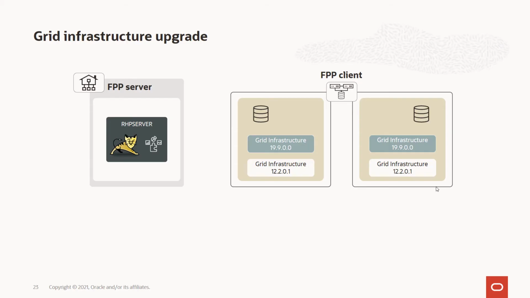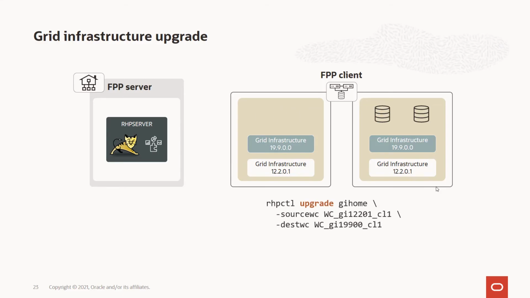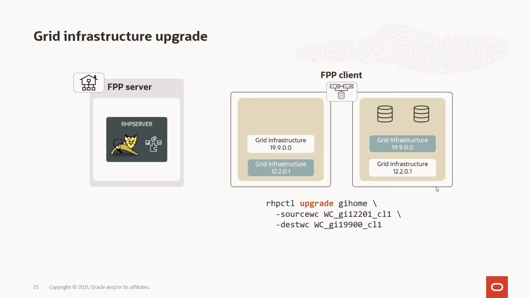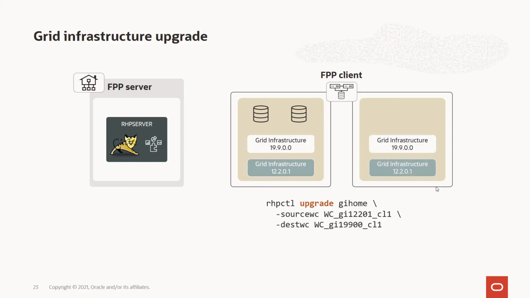Another operation is upgrading the grid infrastructure. So it's the very same, it doesn't change much. We use RHPCTL upgrade GI home. It's always rolling. It always honors the service drain timeout. And it acts the very same way, except that we are not doing a patching operation, but it is a more complex GI upgrade operation. But from the point of view of the customer, it is always one command, and FPP takes care of everything.